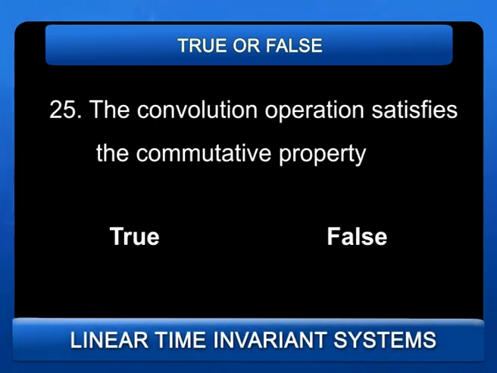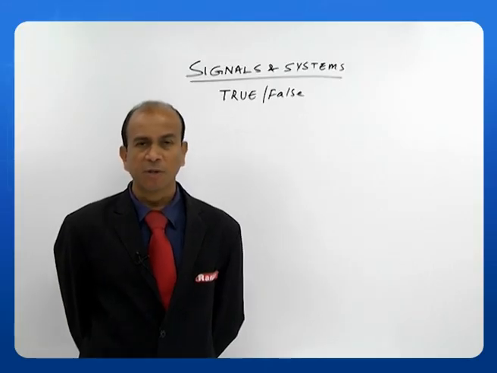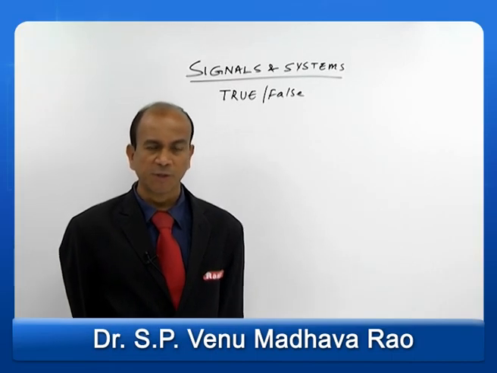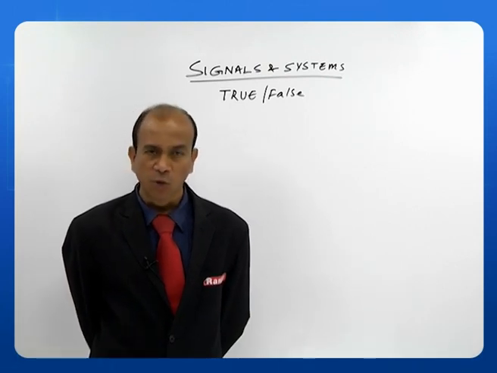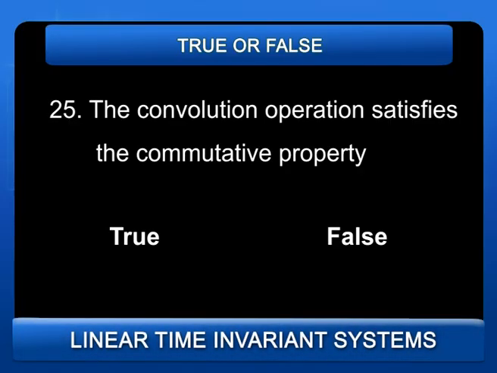Now the 25th question. The convolution operation satisfies the commutative property. True. When we studied the different properties of convolution, we found that the commutative property is in fact satisfied by the convolution operation. So the answer is true.